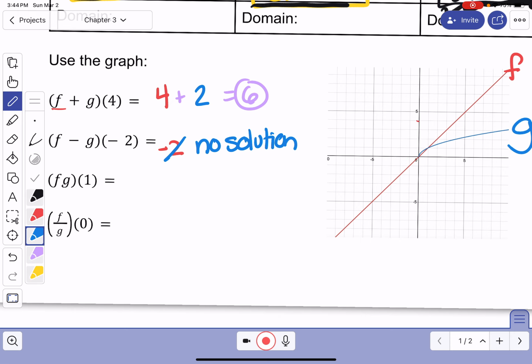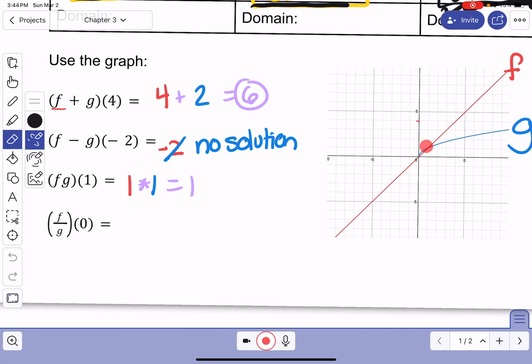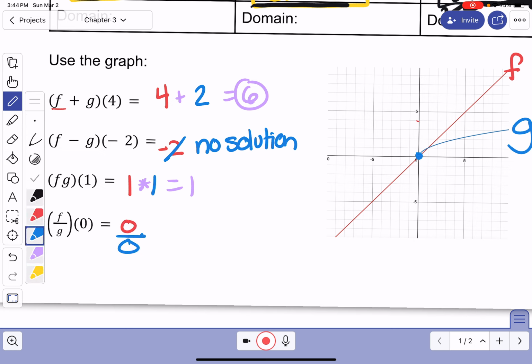Let's look at f of 1. F of 1 is right here, so it's 1. G of 1's in the same place. 1 times 1 equals 1. And then let's do the last one. F of 0 is 0. G of 0 is 0. You can't divide by 0, so this is also no solution or undefined. So as long as you understand the function notation, then these just tell you exactly what you're doing.